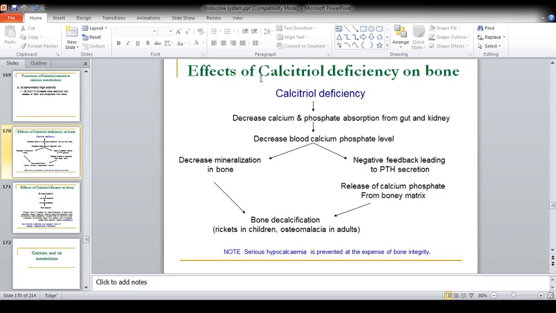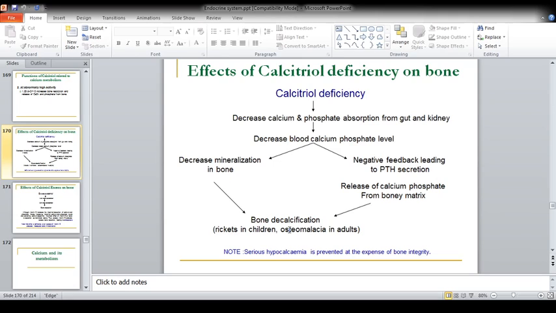If there is deficiency of vitamin D or the activated form of vitamin D, calcitriol, what would happen? There would be decreased calcium and phosphate absorption from gut and kidney, which would result in decreased serum calcium and phosphate level. This would decrease mineralization in the bone, which would cause weakened bones or decalcified bones.